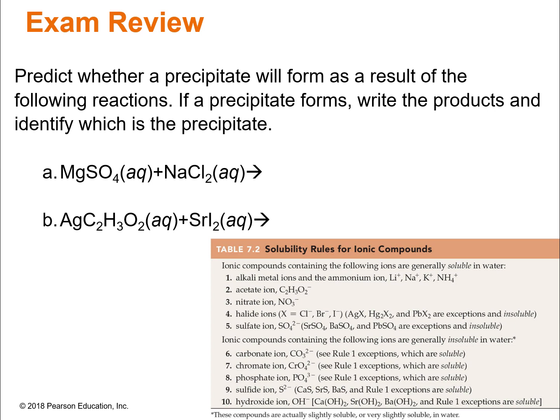This first question, you have to predict whether a precipitate will form as a result of the following reactions. And if a precipitate does form, write the products and identify which product is the precipitate. So we're looking at 2 double replacement reactions, and we're trying to figure out, are we forming a precipitate or not? In the first one, do we form a precipitate? Do we form anything that would be insoluble in water? And if you're stuck or you need help, you can say stuck or help or I don't get it.